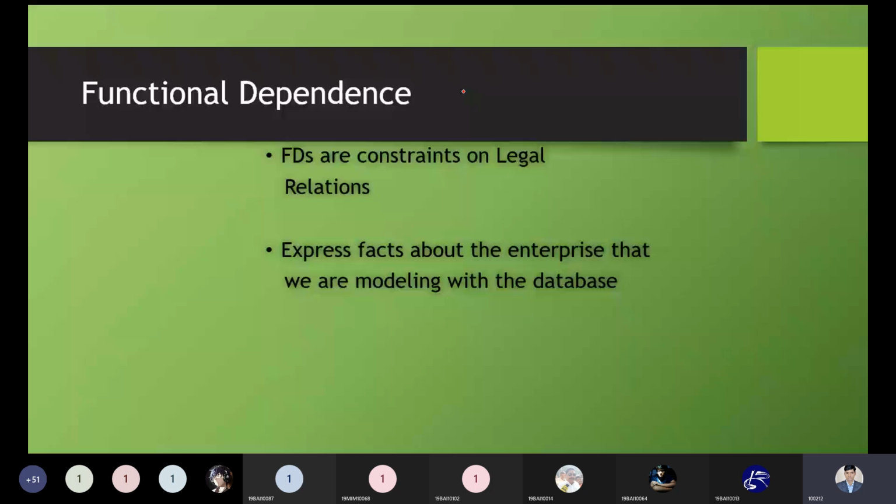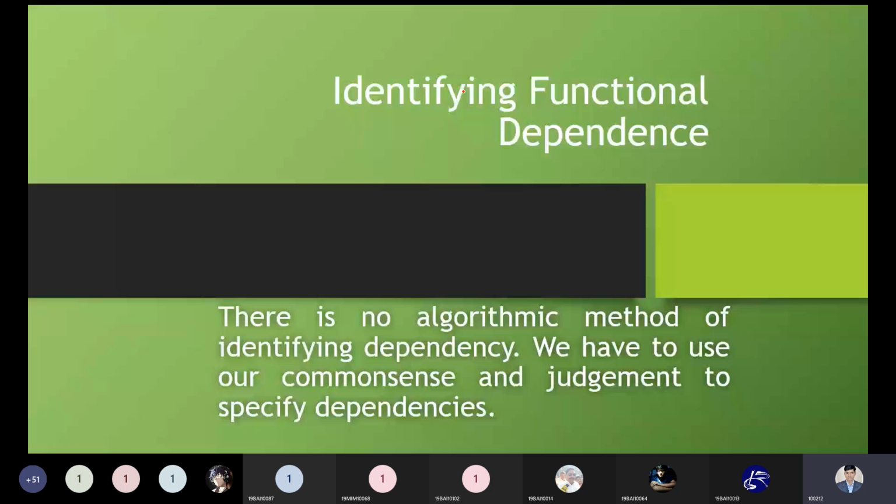So here we have the term functional dependency. Now, identifying the functional dependency: there is no algorithmic method to identify the dependency. We have to use our common sense and judgment to specify the dependencies. So you have to use your brain and mind to identify the dependency. Dependency means you need to identify which attribute depends on other attributes. At that time you have to use your brain or logic, so the logical implication is the more important part here. How you implement your logic is the necessary term. So for functional dependency, there is no algorithm, there is no method.